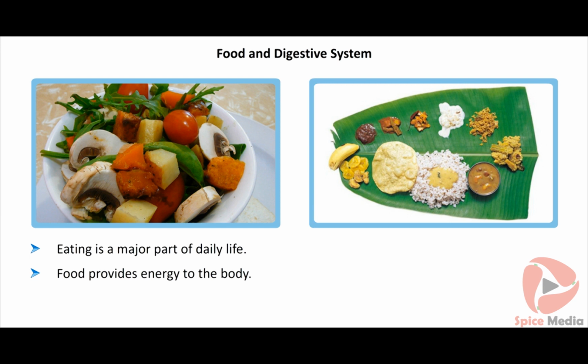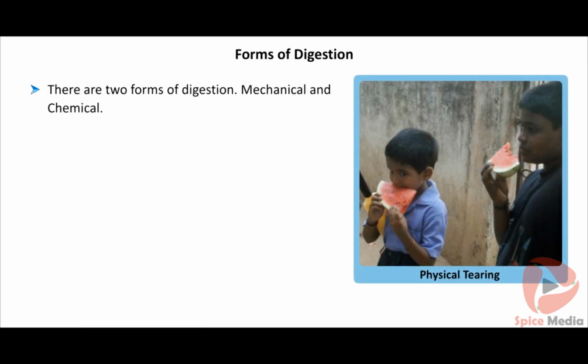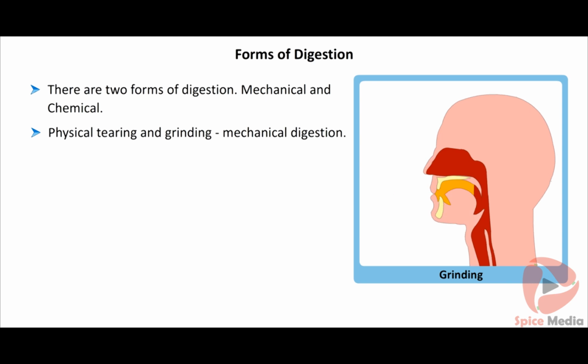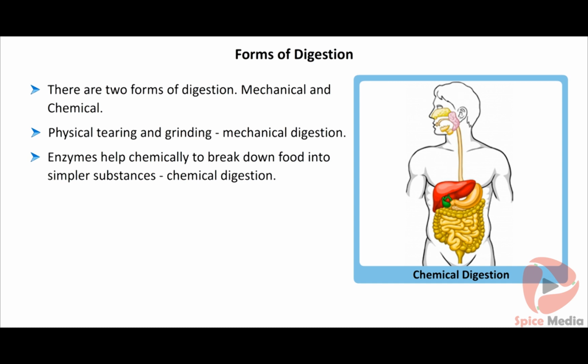Eating is a major part of daily life for all animals and human beings. Food provides energy to the body, but this is not in the form to be directly used. Food has to be broken down into substances so that the body can use it. The process of breaking down food is called digestion, and the various organs that assist in digestion constitute the digestive system.